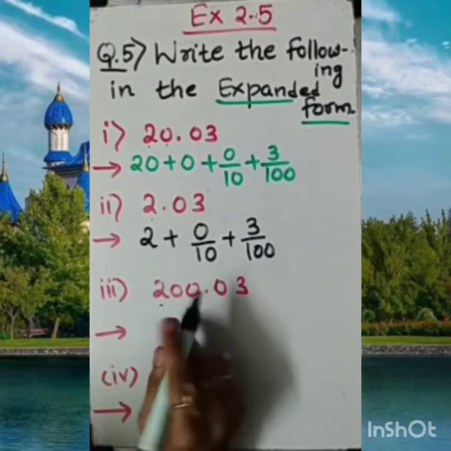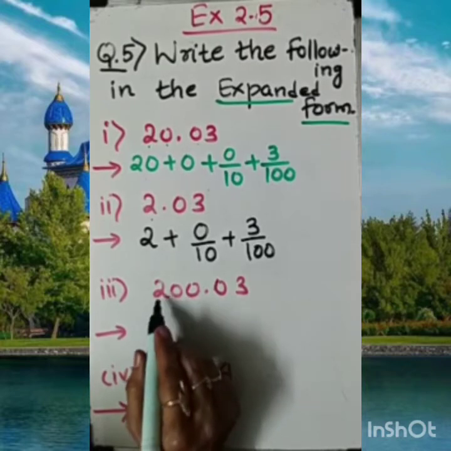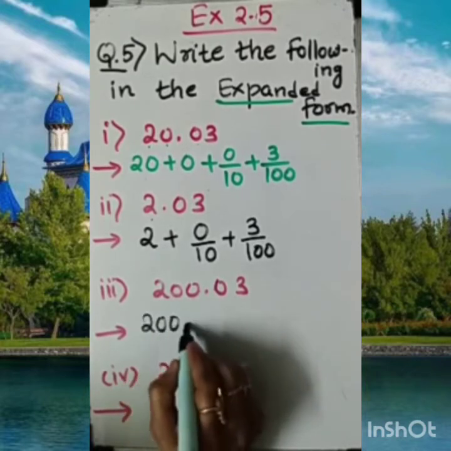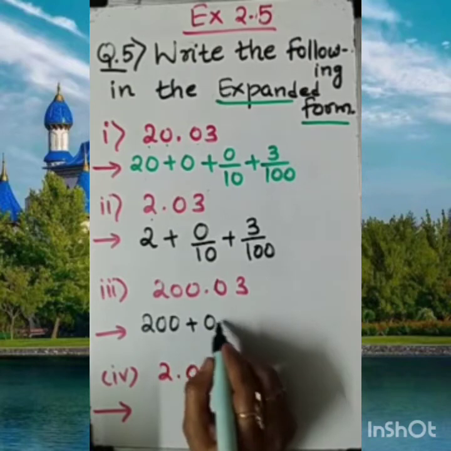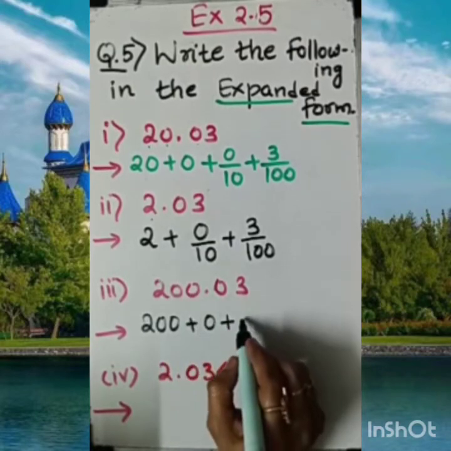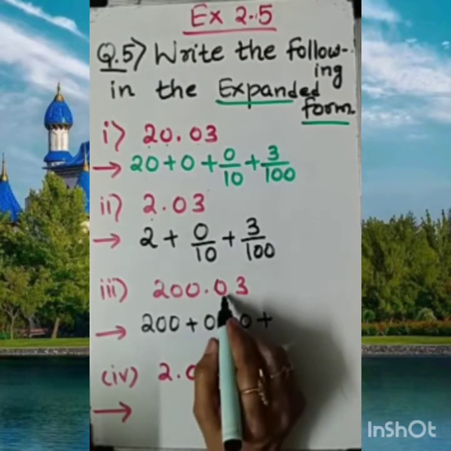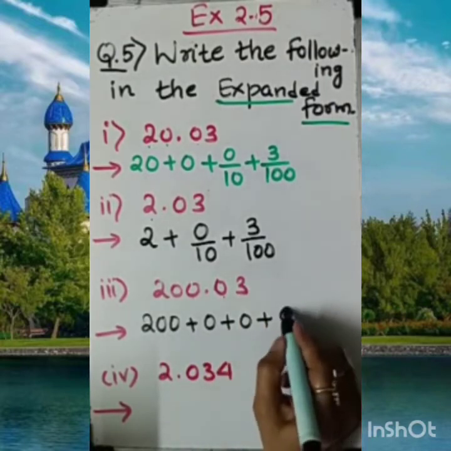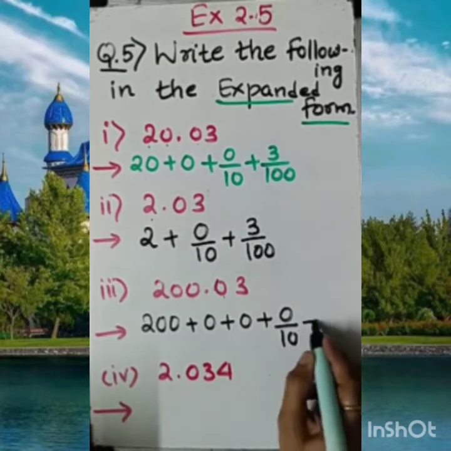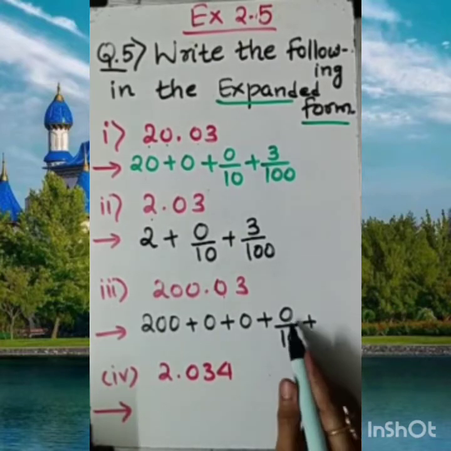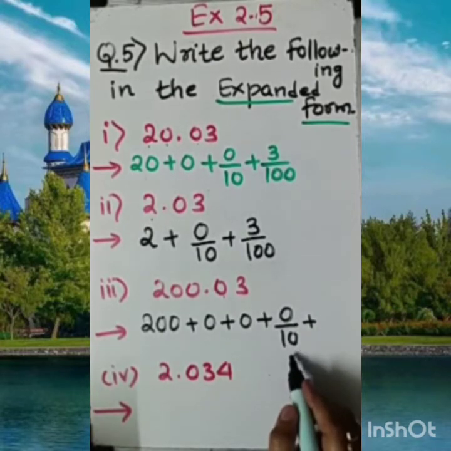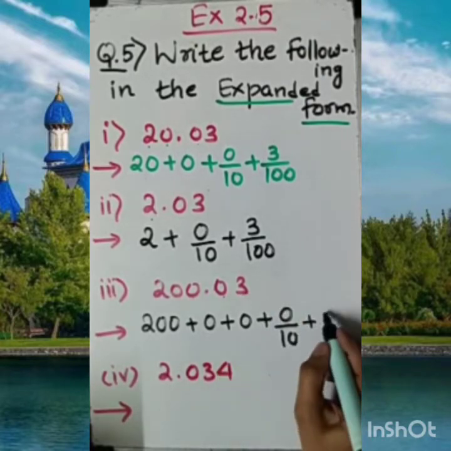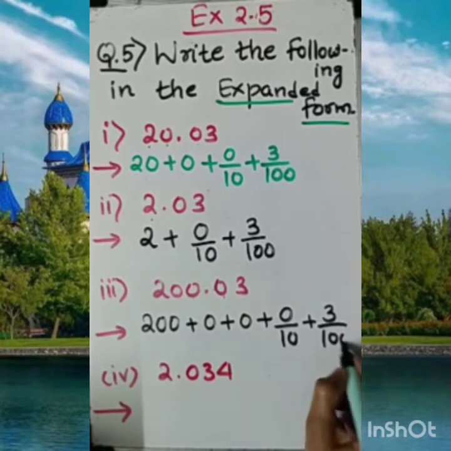Now 200 means the ones, tens and hundreds places are given. So 200. What is the tens place? 0. What is the ones place here? 0. What is the tenths place, T-E-N-T-H-S? Tenths place here. So it will be 0 by 10. So I am not writing just 0 directly, otherwise you will be confused. That's why for your better understanding I am mentioning 10 also below that. And after this, 3 by the second place after the decimal, so it will be 3 by 100.